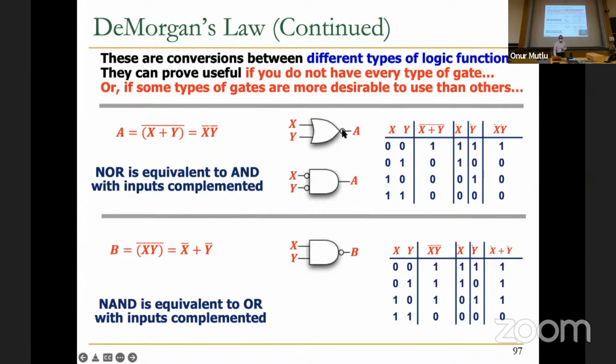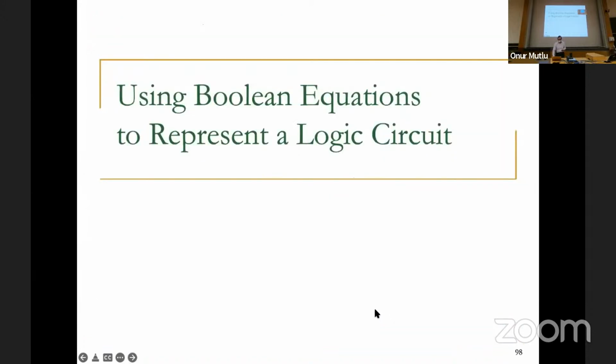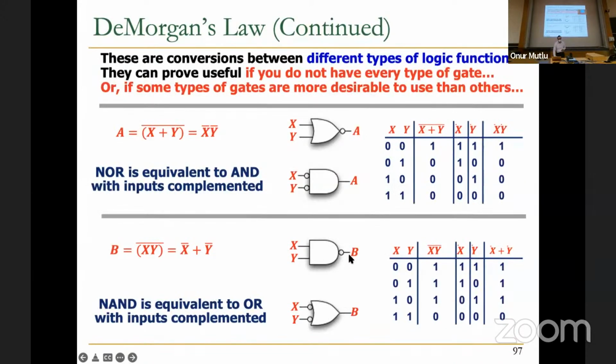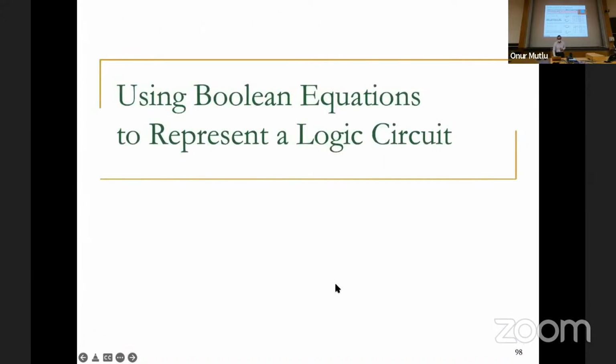This is also called bubble pushing. It's actually fun. If you see a bubble over here, push it to the inputs and change the gate type from OR to AND, and that's what you get. We call it bubble pushing. So pictorially, you can represent De Morgan as well. Again, NAND is equivalent to OR with inputs complemented. So this is a NAND gate. If you don't like it for some reason and you have only ORs like this, well, use ORs. Again, this is called bubble pushing. You have a bubble over here, push it to the inputs, and then change the gate type. That's De Morgan again, pictorially.